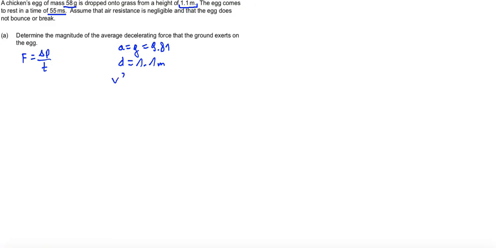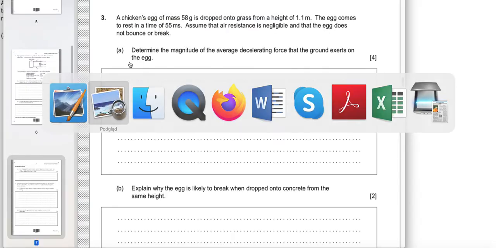So the equation linking this is v squared equals u squared plus 2ad. By using this you can calculate velocity. And now, if you know velocity, you can use this equation: mass is given, time is given, and the change of velocity is this velocity, because during collision it decelerates from this velocity to 0. So this is the average decelerating force.